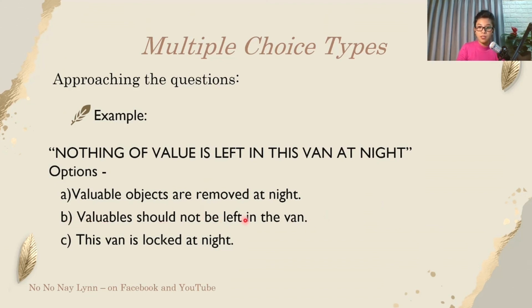Valuables should not be left in the van. It doesn't say anything about at night, but this one suits the most. And number A, it sounds a little bit familiar to the question, but it's not actually like that. We don't see anything about removing things. We only see things about leaving things. So like valuable objects are removed at night, this means that these are removed by people. This question doesn't say anything about being removed or anything. It only says that nothing of value should be left in this, which makes us choose number B as the answer.